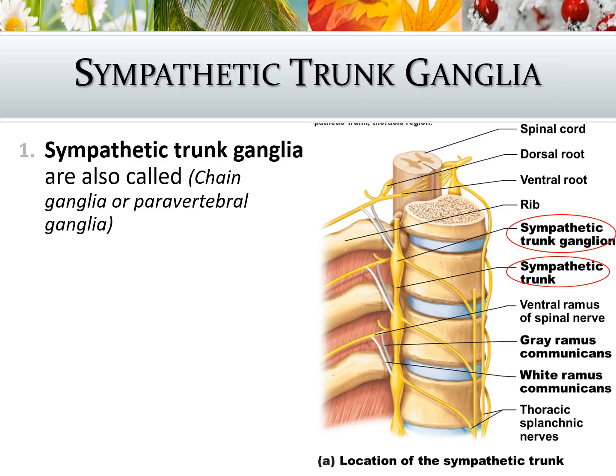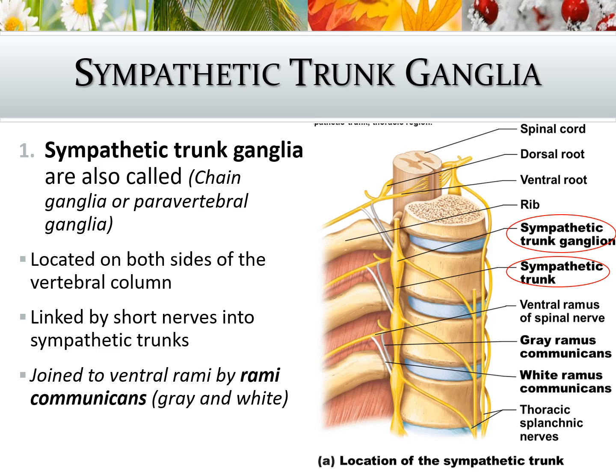So first, let's talk about the sympathetic trunk ganglia. They're also called the chain ganglia or paravertebral ganglia. I will usually refer to them as the sympathetic trunk ganglia, or maybe the chain ganglia is a shorter way to talk about it. These are located on either side of the vertebral column. They run up and down on the left and right side of the vertebral column, and they're linked by very short nerves into these sympathetic trunks. So you have a ganglion and then a trunk and then another ganglion, okay?